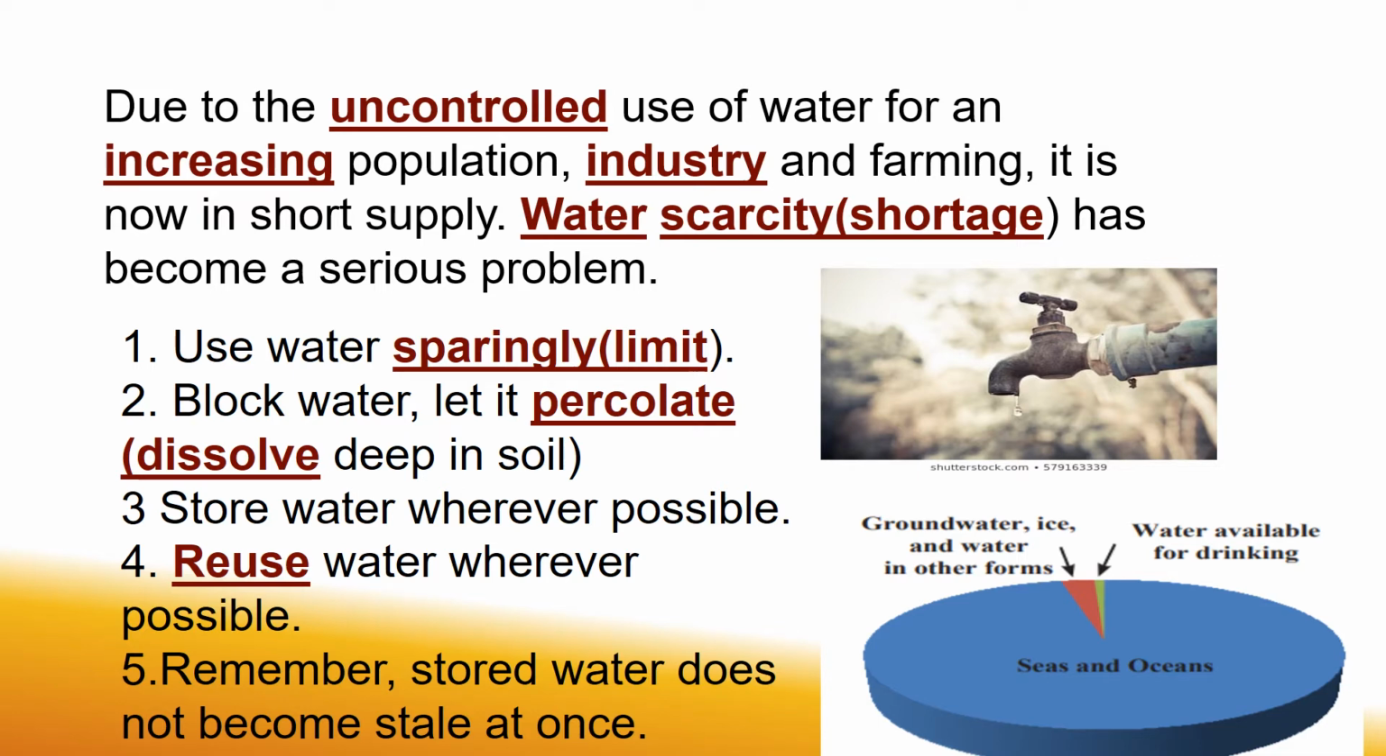Students, why has water scarcity become a serious problem? Repeat the answer after me. Due to the uncontrolled use of water for an increasing population, industry, and farming, it is now in short supply. Water scarcity has become a serious problem.